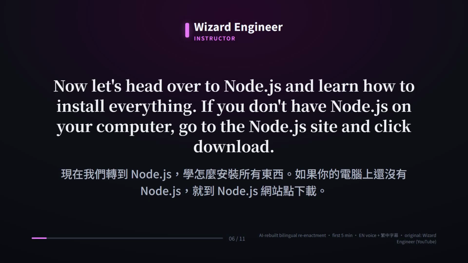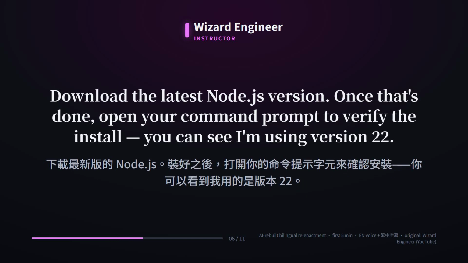Now let's head over to Node.js and learn how to install everything. If you don't have Node.js on your computer, go to the Node.js site and click Download. Download the latest Node.js version. Once that's done, open your command prompt to verify the install. You can see I'm using version 22.